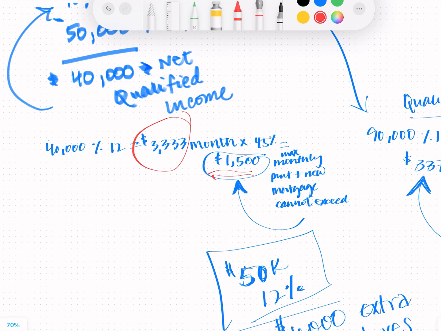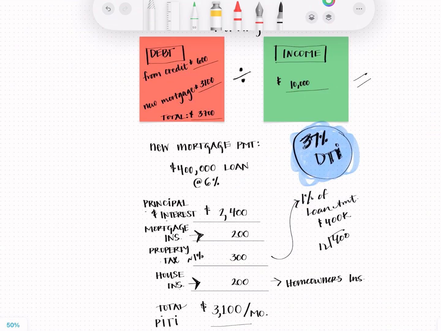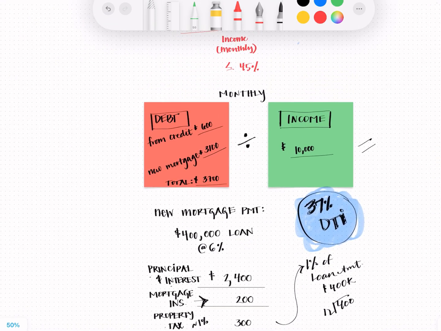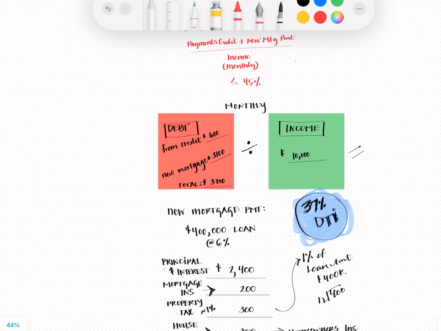That's pretty restrictive. So just be mindful that when you are writing things off, if you're planning to buy a house, those write-offs are going to have an effect on your total taxable income, but also that's going to translate into your net qualified income for calculating debt to income. Your debt to income is your debt divided by your income.